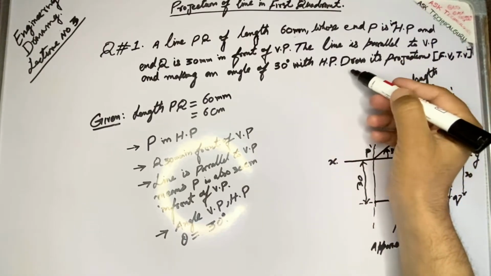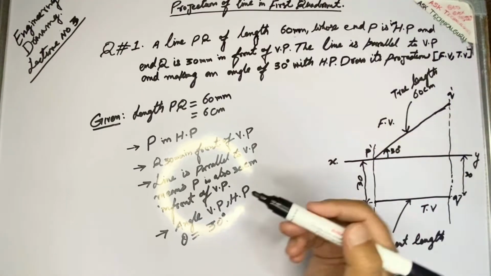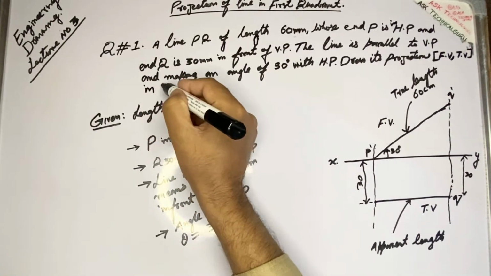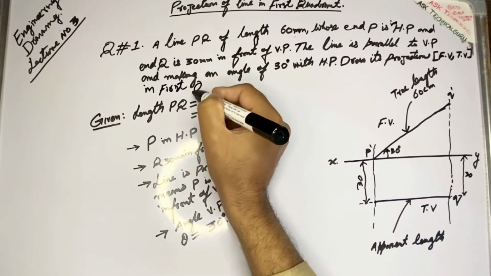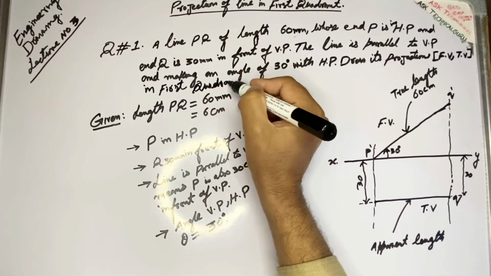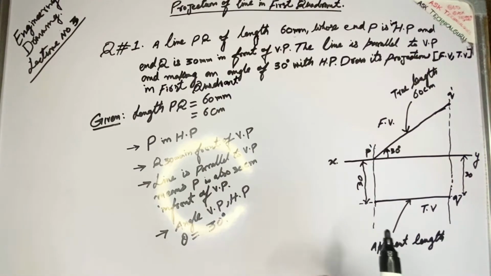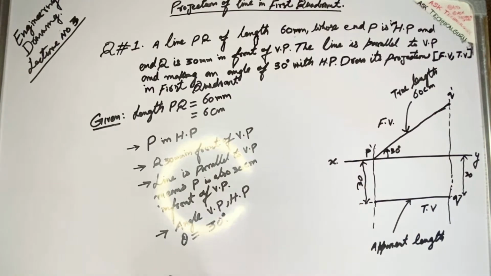What we have to do, we have to draw its projections, that is front view and top view in first quadrant. We have to draw its projections, that is front view and its top view in first quadrant. I have already drawn here. I will explain how you can proceed.